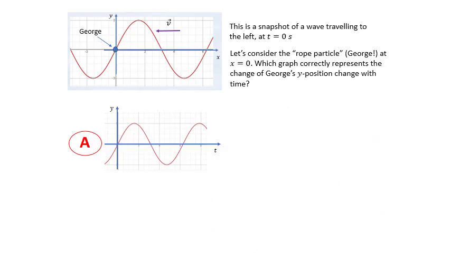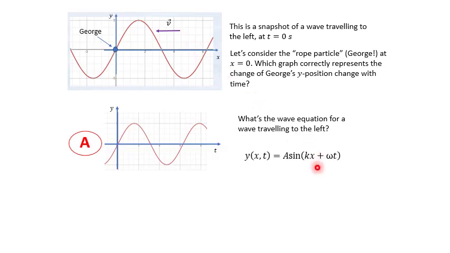Right, let's link these graphs to the wave equation. So what's the general wave equation for a wave traveling to the left? Do you remember? Okay, it's kx plus omega t. And I've taken this to be sine. It could also be cos. So let's just check this out.